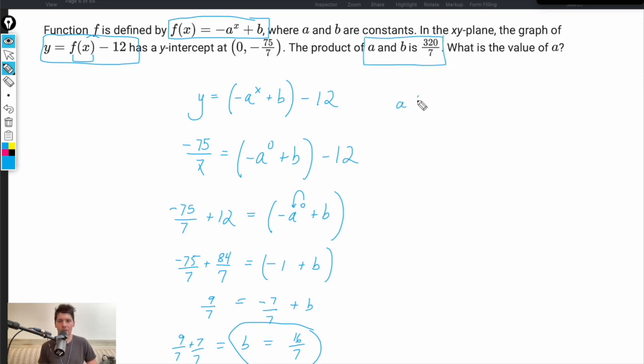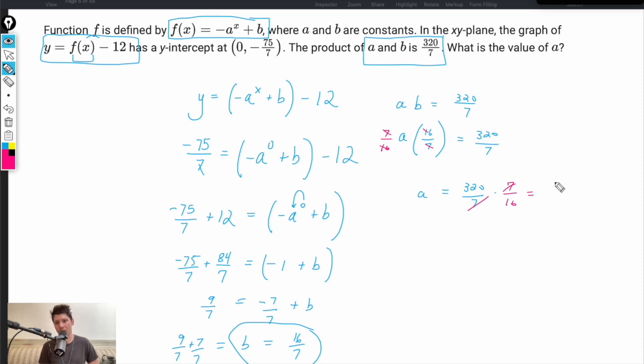A times b is 320 over 7, and we know what b is, so we can solve for a. This is 16 sevenths for b. There I go with my parentheses again, right? 320 over 7, and then you would just multiply both sides by the reciprocal. So 320 over 7 times the reciprocal of 16 sevenths. To be clear, what I'm doing is I'll use a different color. I'm multiplying 7 sixteenths. That cancels here. And 7 sixteenths here. Now our sevenths cancel. We have less work to do that way.